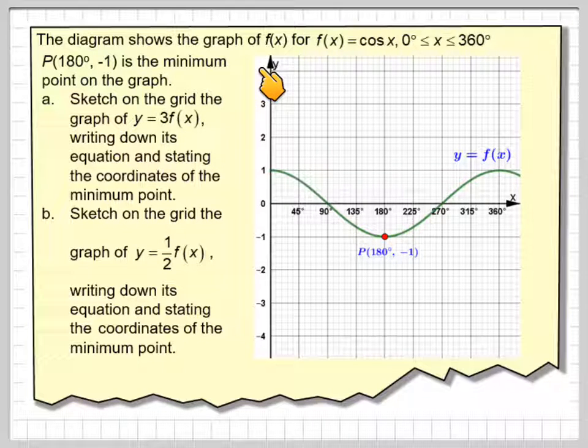The diagram shows a graph of f(x). f(x) is cos x between 0 and 360. The point P(180, -1) is the minimum point on the graph.